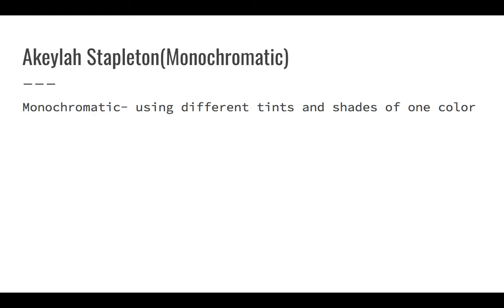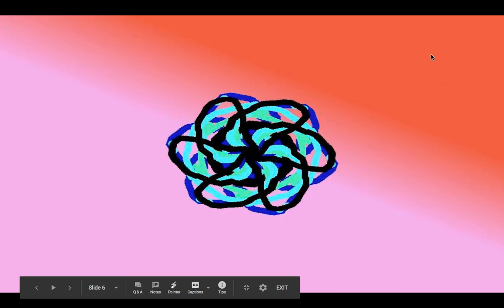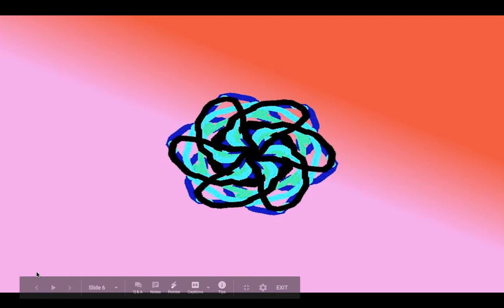So Akila used the color scheme monochromatic in her background. And again, just a reminder, monochromatic is when you use different tints and shades of one color, and it's just that one color. So if we look at Akila's design, she has a monochromatic background because it starts off red in the top right-hand corner. And as you go to the bottom left-hand corner, it goes into a lighter pink.